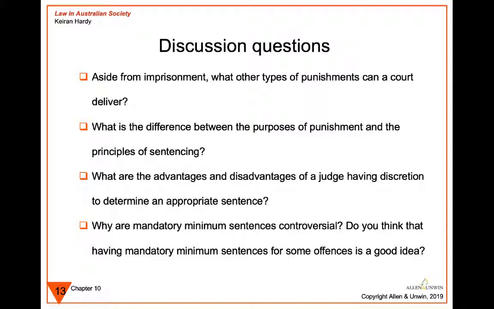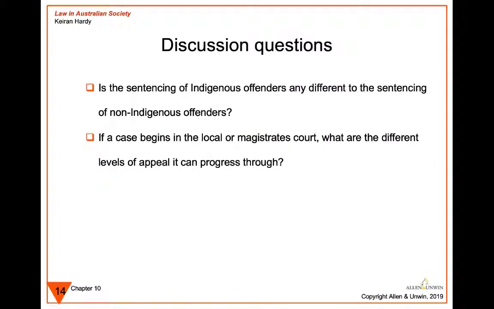Some discussion questions for your lectures and tutorials. Aside from imprisonment, what other types of punishments can courts deliver? What is the difference between the purposes of punishment and the principles of sentencing? What are the advantages and disadvantages of a judge having discretion to determine an appropriate sentence? Why are mandatory minimum sentences controversial? Do you think that having mandatory minimums for some offences is a good idea? Is the sentencing of Indigenous offenders any different to the sentencing of non-Indigenous offenders? And finally, if a case begins in a local or magistrate's court, what are the different levels of appeal it can progress through?